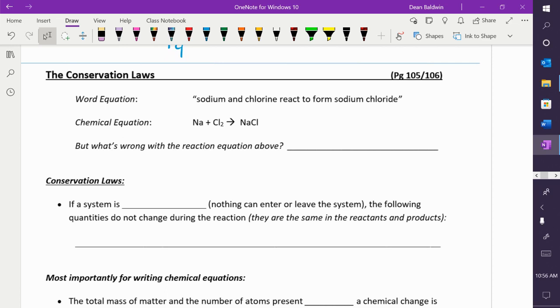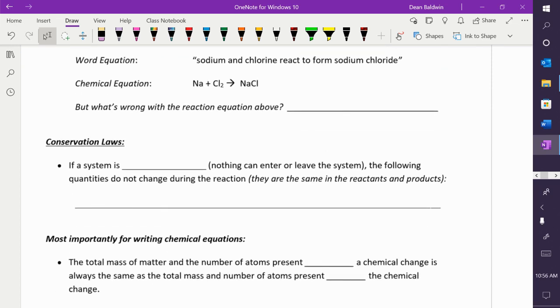Table salt. What's wrong with the equation? It's imbalanced. Isn't imbalanced the word? It's not balanced? Wait, hang on, I'm looking this up. I'm pretty sure imbalance is a word. Okay. I just haven't heard anybody say that. Yeah, imbalance. Lack of balance. It is not balanced. In other words, we have two chlorines here. There's only one there. All right? We're going to get into balancing things today. So it's not balanced. We're going to talk about that later.